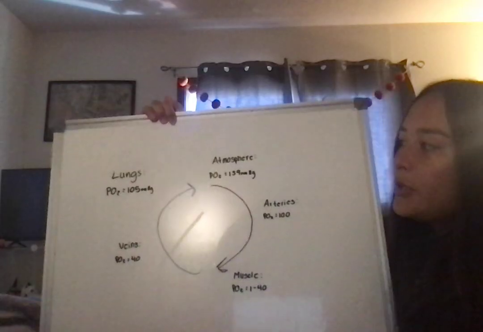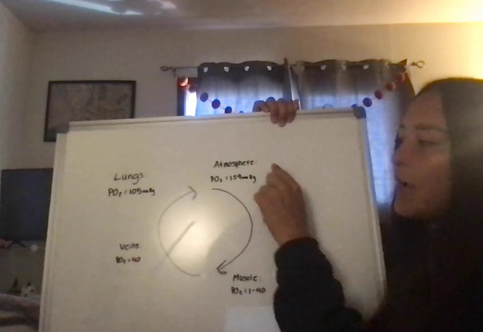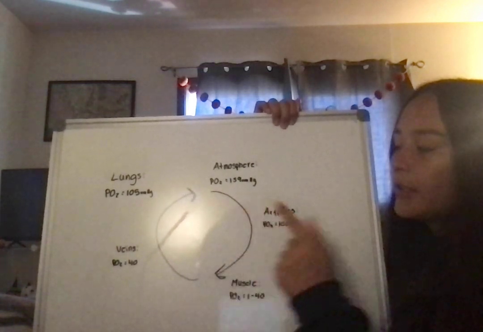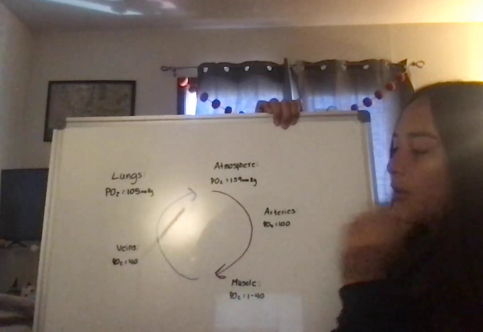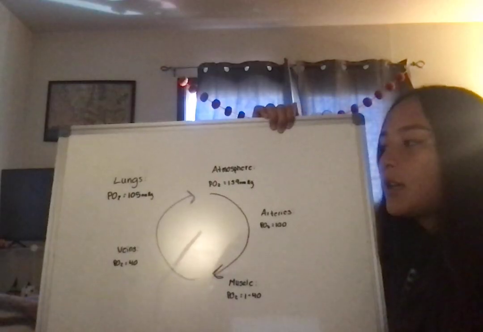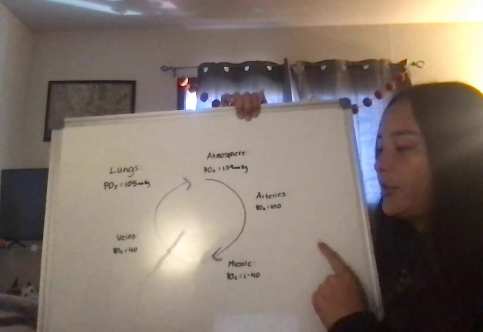So you see here the partial pressure of oxygen is higher in the atmosphere. It's higher than the partial pressure of oxygen in our lungs. This allows for gas diffusion from the atmosphere into our lungs. And then you can see the partial pressure of oxygen is lower in the arteries than in the lungs. This allows diffusion from the alveoli in the lungs into the arteries.